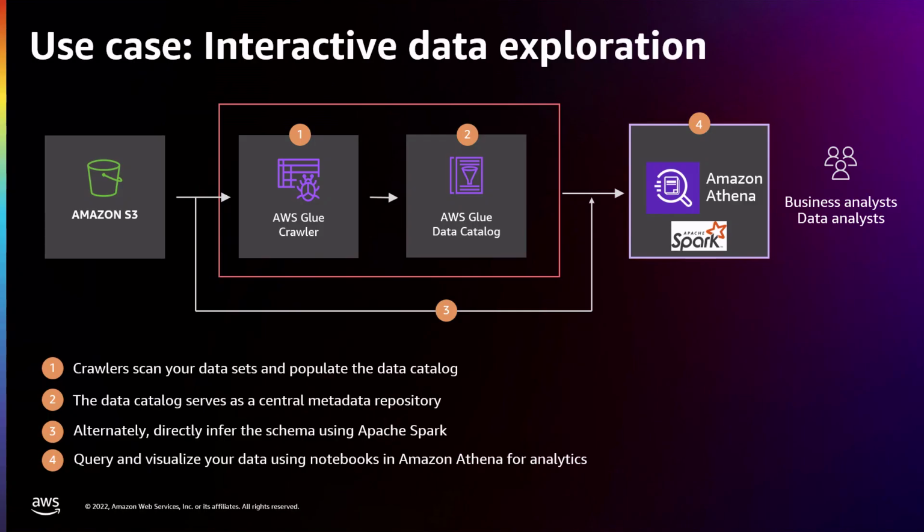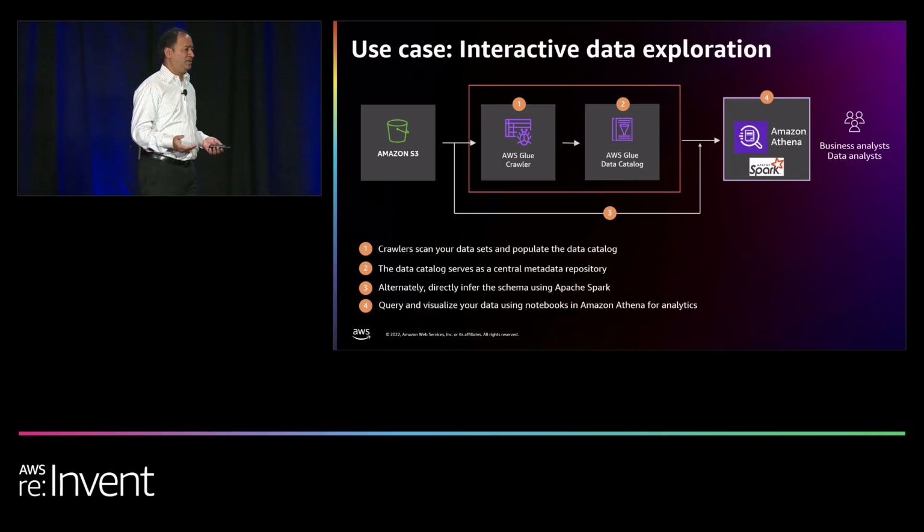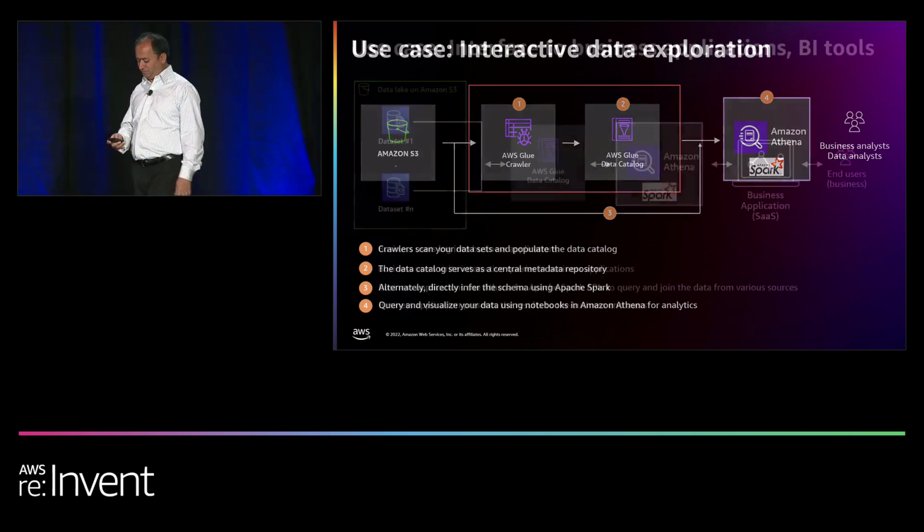So, the first use case is interactive data exploration. You start with having data in Amazon S3. You then can run AWS Glue crawler and start generating a data catalog, and this data catalog can itself serve as your metadata repository. Alternately, you can ask Amazon Athena for Spark to directly infer the schema of the data that you have in S3. Once you have the schema available, then you can have notebooks to enter calculations, to enter queries, to enter data, and interactively work with the data.